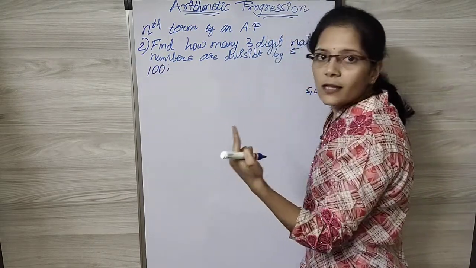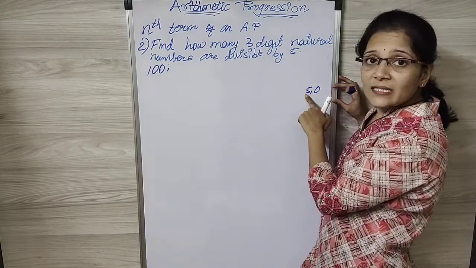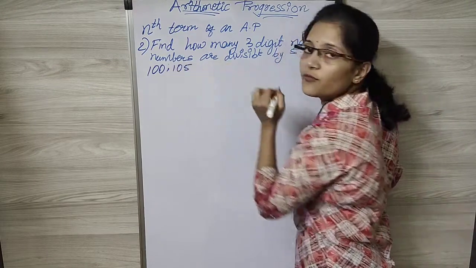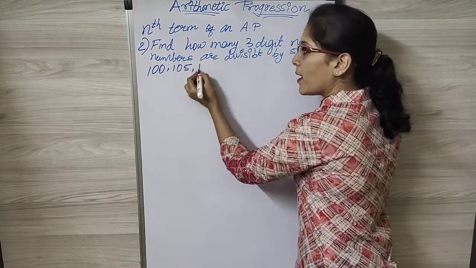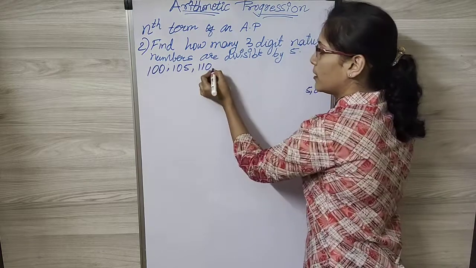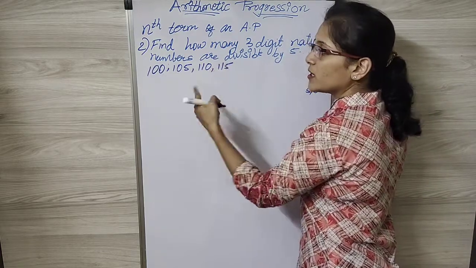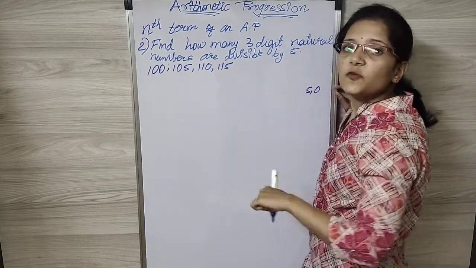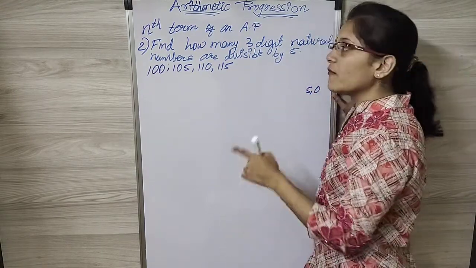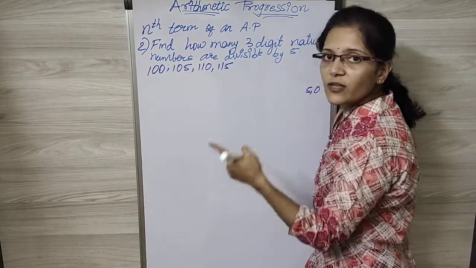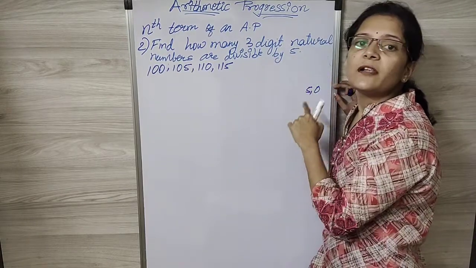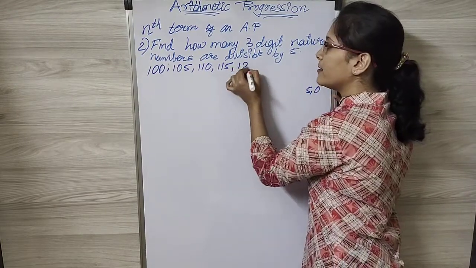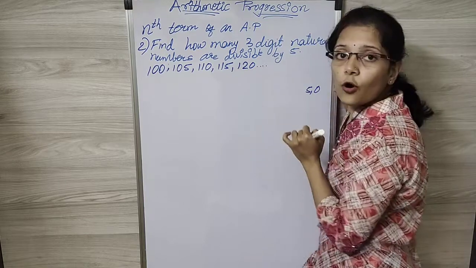Again, 101, obviously not, because at the ones place I want 0 or 5. So the next number will be 105. After that, 110, again 115. See here, 0, 5, 0, 5, right? At the ones place, the digit should be 0 or 5. If at the ones place it is 0 or 5, then it is 100% divisible by 5. Otherwise it is not divisible by 5. 120 and so on, right?